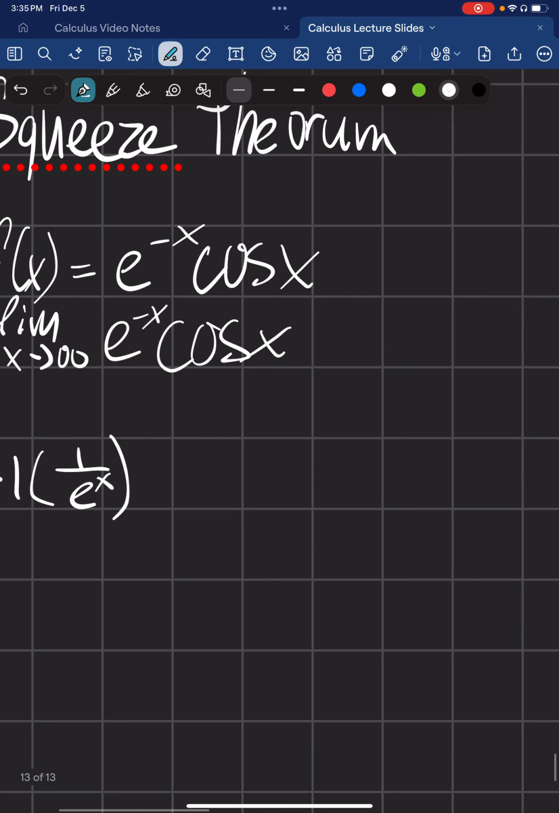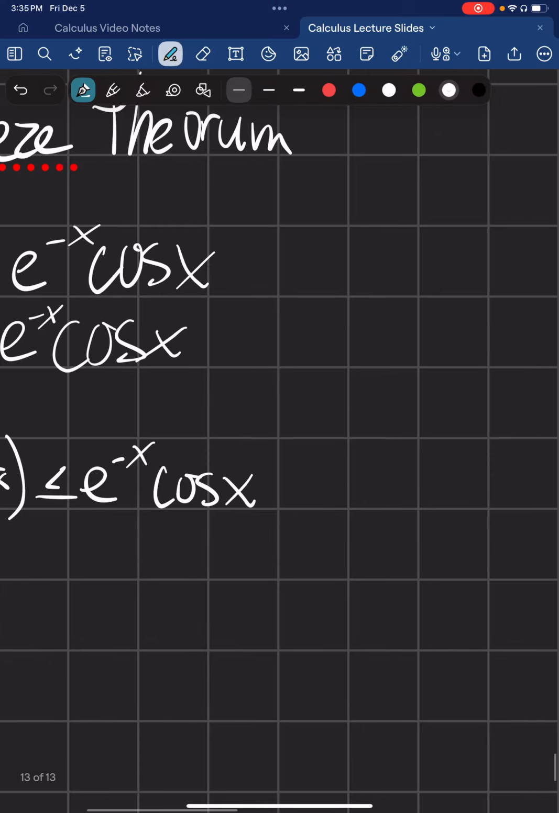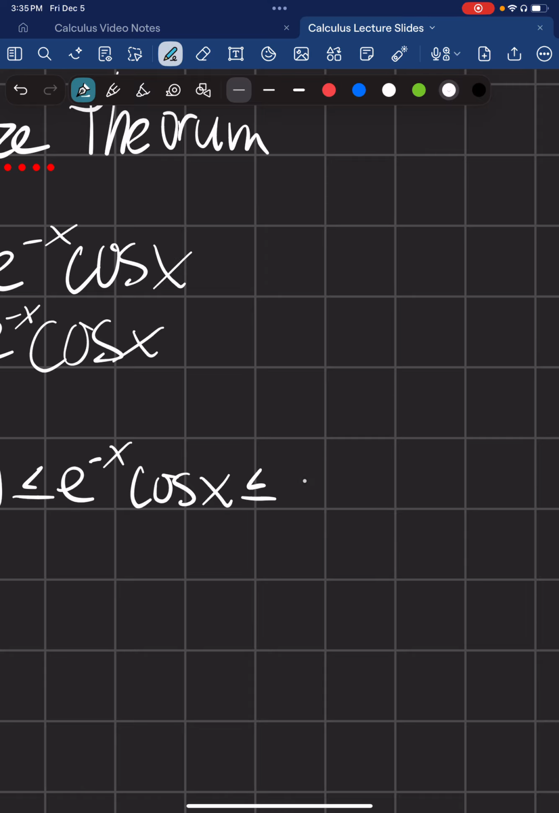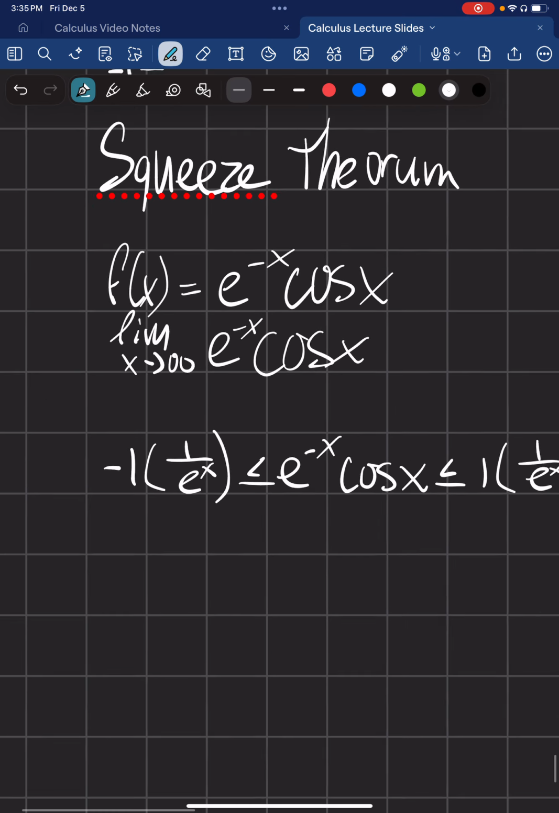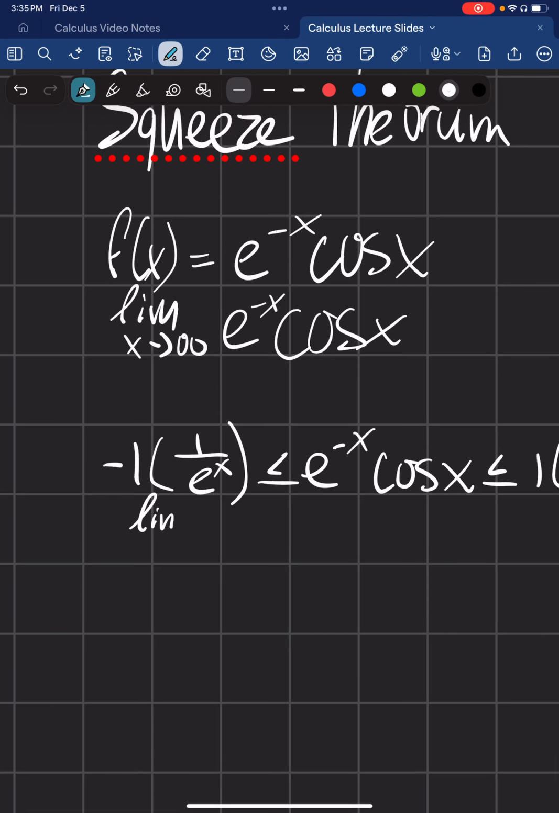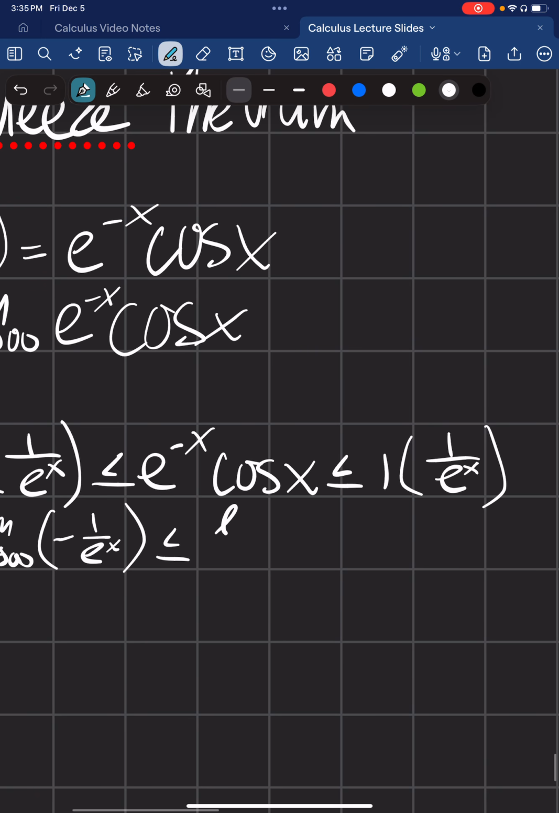And then we can multiply that by -1, keep our same bounds here, put in the function that we're trying to evaluate, which is e to the negative x cosine x, and then multiply this one by 1, which is still going to give us our same function, right? And then now we can begin the process, and let's say we evaluate the limit as x approaches infinity, my bad, of each individual function here. And that is the magic of squeeze theorem, because now we're able to do this.